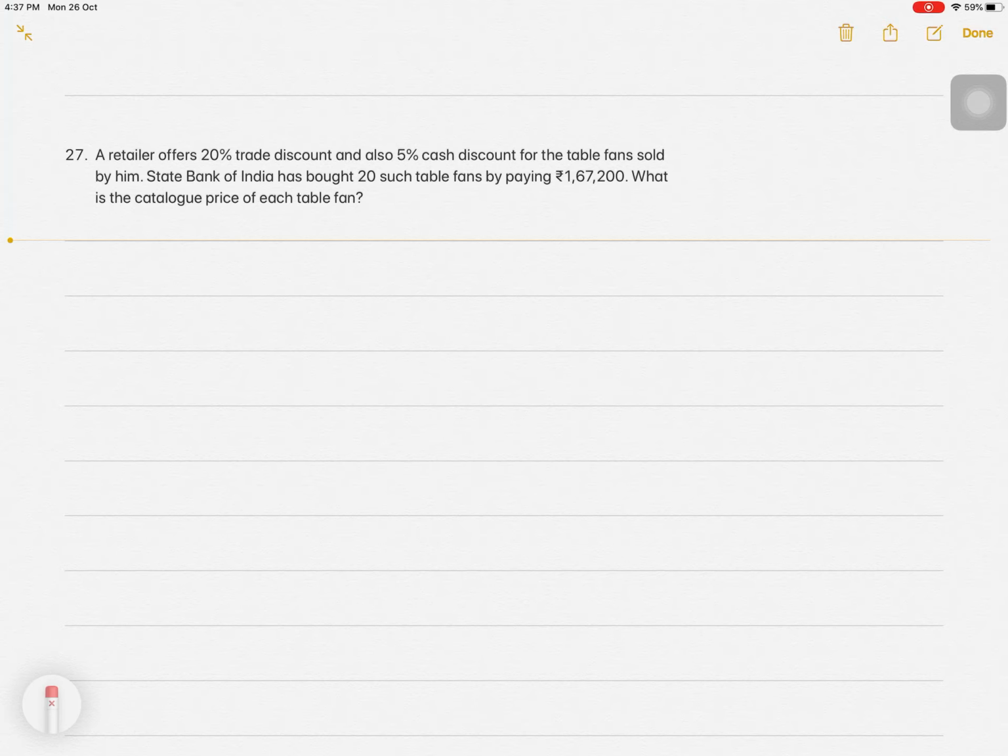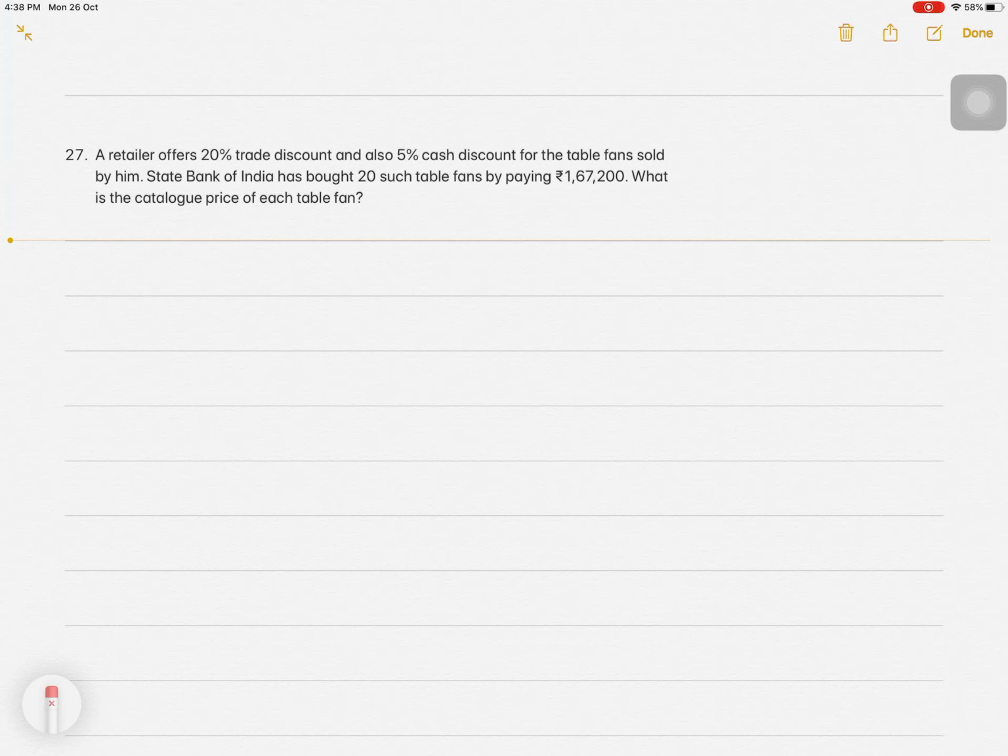Hello students, today we will complete trade discount and cash discount. Let's see the next problem. A retailer offers 20% trade discount and also 5% cash discount on the table fans sold by him. State Bank of India has bought 20 such table fans by paying 1,67,200. What is the catalog price of each table fan?